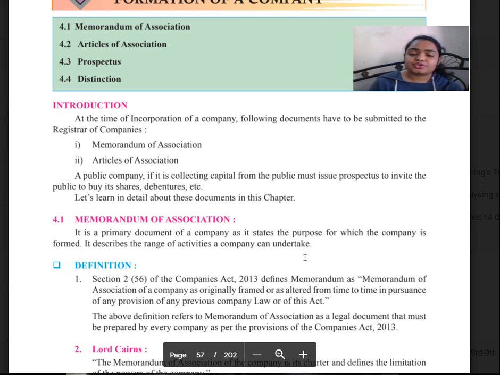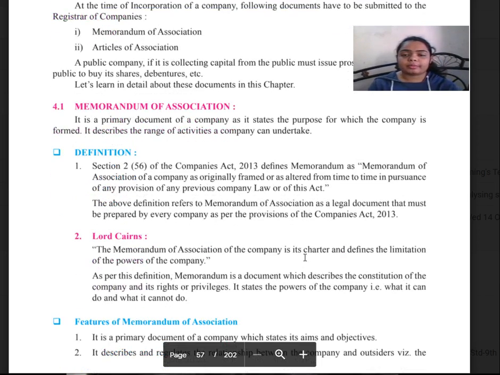Memorandum of Association. Now we shall be starting with the first document, that is Memorandum of Association. It is a primary document of a company as it states the purpose for which the company is formed. It describes the range of activities a company can undertake.